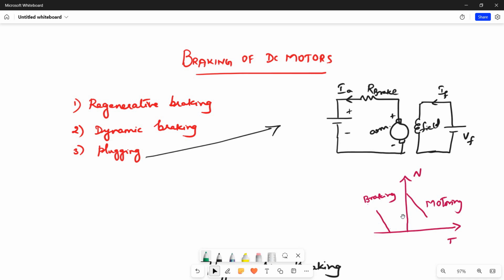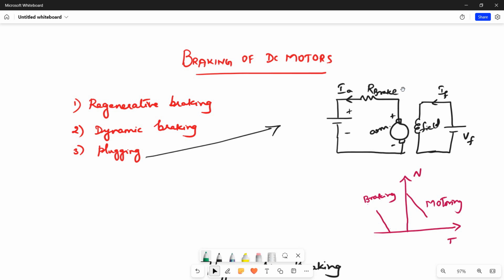For plugging, the supply voltage of the motor is reversed so that it assists the back EMF in forcing the armature current in the reverse direction as shown here. The resistance R brake is also connected in series with the armature to limit the current.